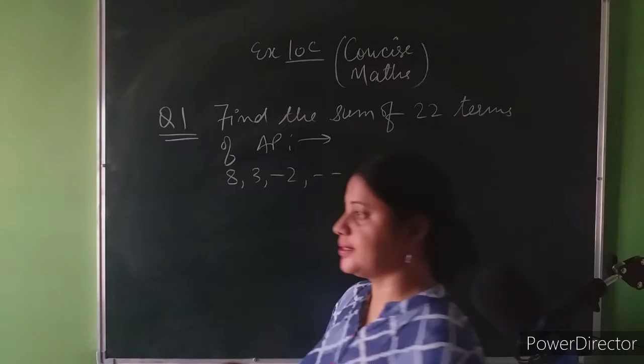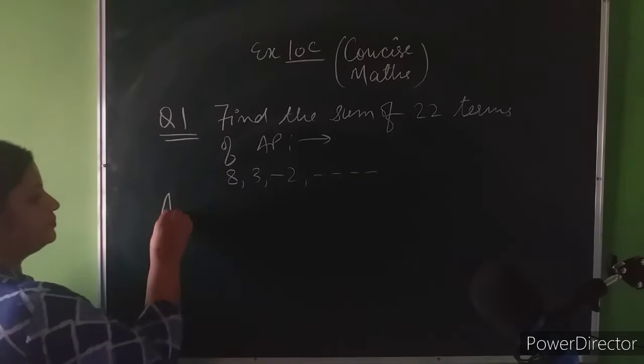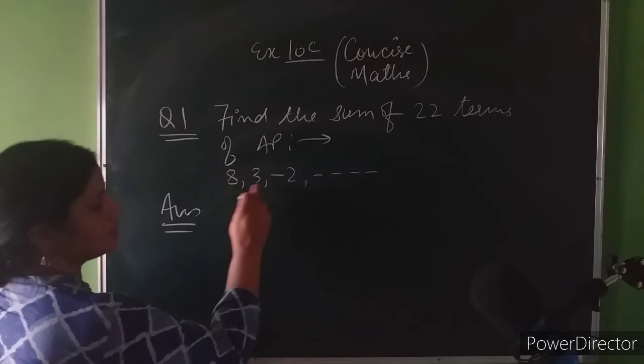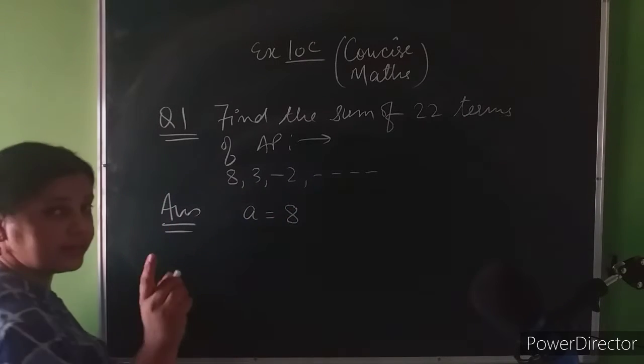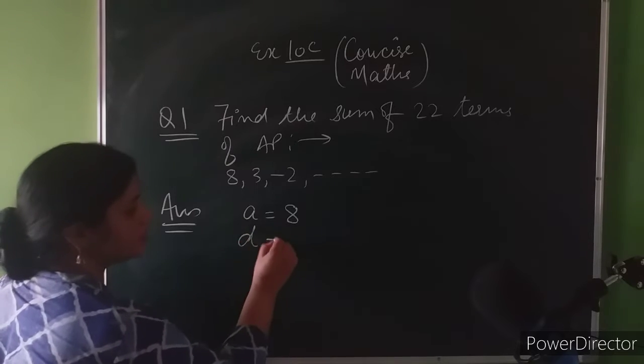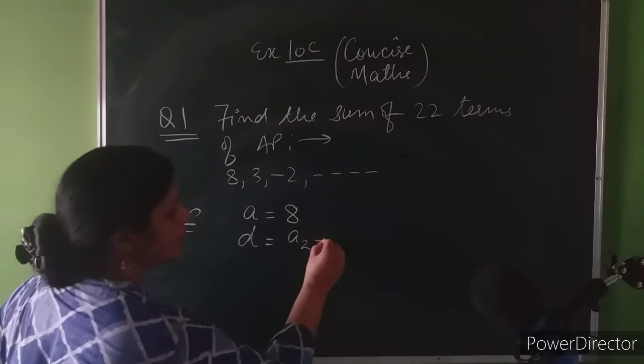Let us start with the answer. So here we will start. This is the AP, so the first term a is equal to 8, right? Now how to check the common difference? I told you previously. The common difference will be a2 minus a.